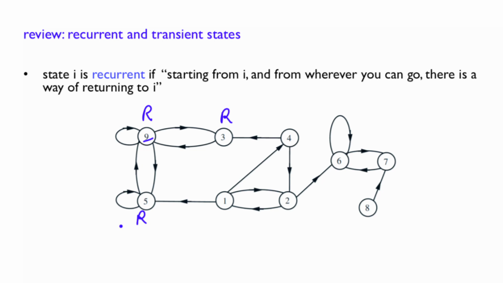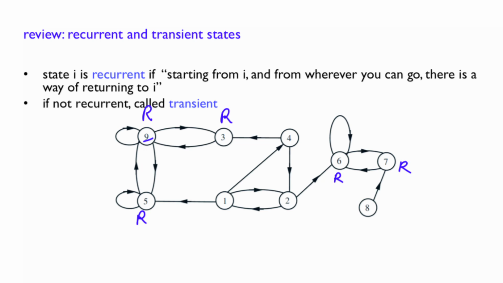Now if you look at the state 6 or 7, it is the same thing. Starting from 6, the only thing you can do is either stay at 6 or go to 7, and then in that case you always come back, and same thing from 7. You can go to 6, that's it actually, and come back. So both of these are recurrent as well.